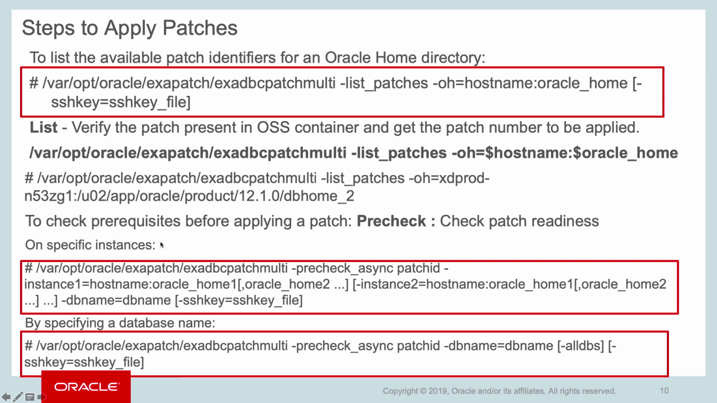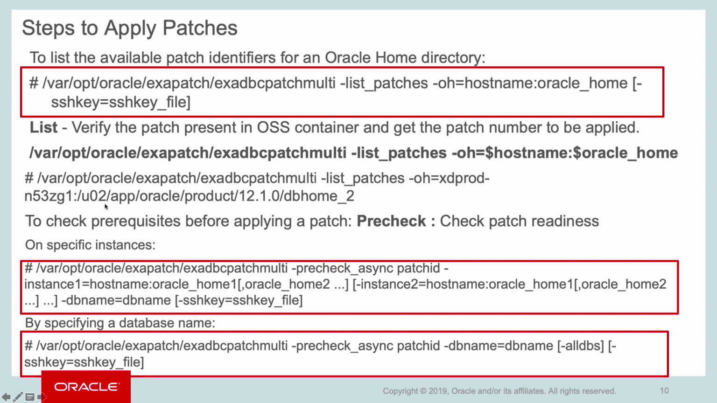In order to apply the patches, the first thing you want to do is list the available patches for your Oracle home. For doing that, the command is /var/opt/oracle/patch/exadbcpatchmulti list_patches, and you need to provide the Oracle home. So -oh takes an argument, hostname colon the Oracle home. You can have multiple homes available within your environment, so you provide that, and SSH keys are optional in case SSH equivalence is not set. List is going to verify the patches present in the OSS container and get the patch number to be applied for your environment. In this example, I have provided the Oracle home as xtprod n53 colon the Oracle home, for which I want to see what patches are available.